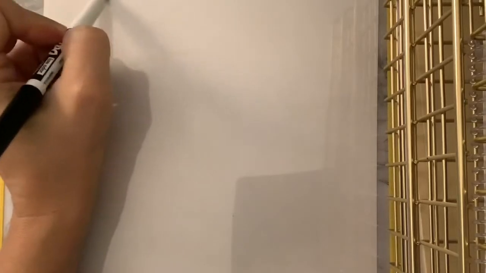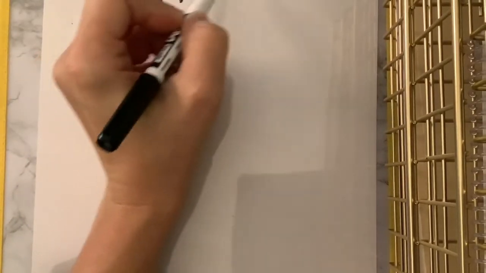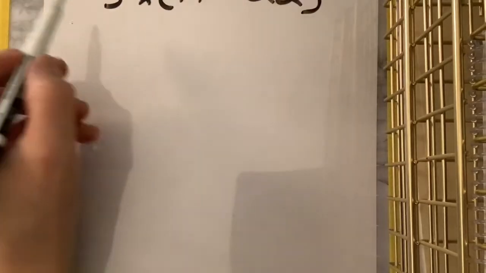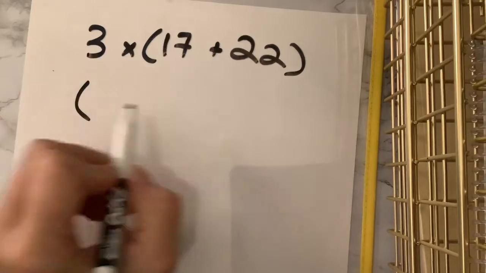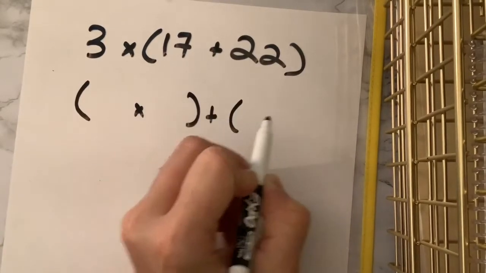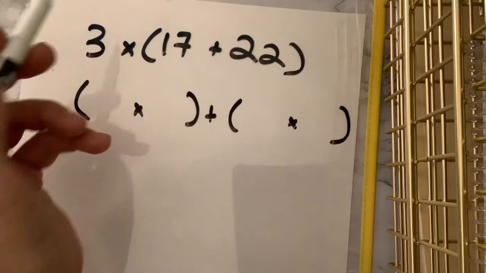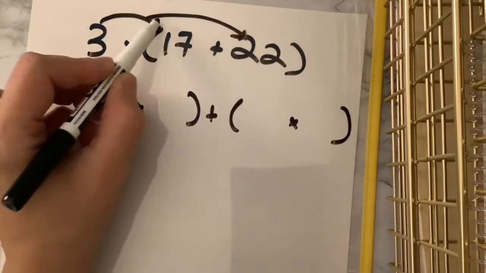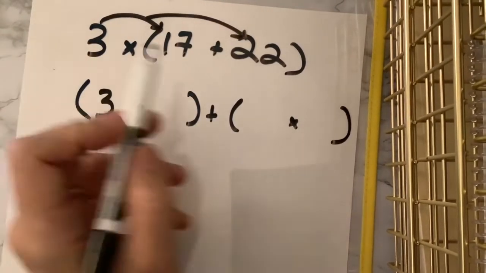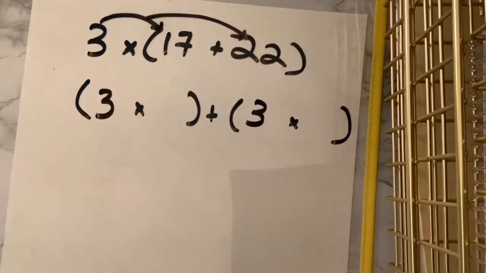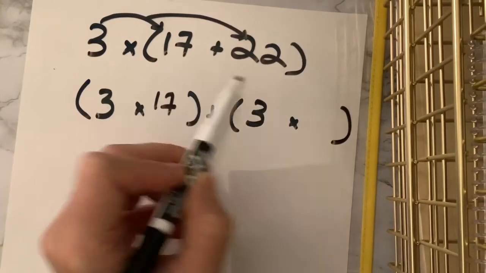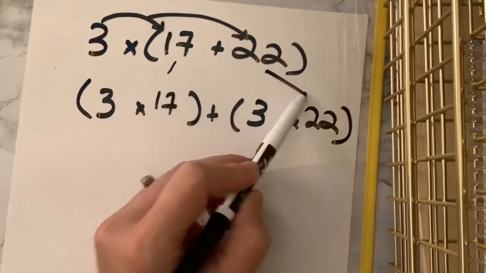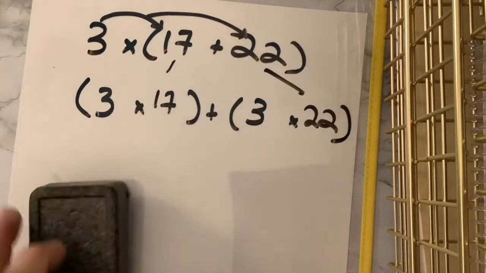Okay, so if we had, for instance, our answer, we're not going to find the value here. We're going to rewrite this using the distributive property. So remember, we're distributing this to each number, which means there's going to be a 3 in each place. And then we're going to fill in 3 times 17 plus 3 times 22. And you see how they're going to each place. Okay, let's try another one.